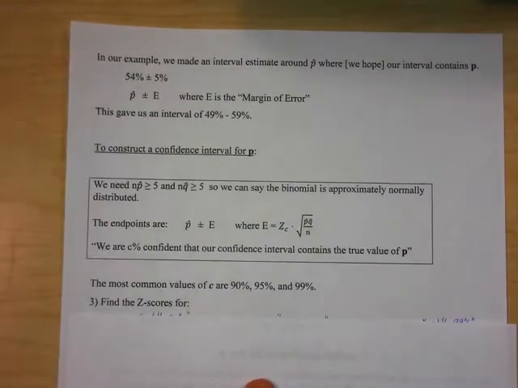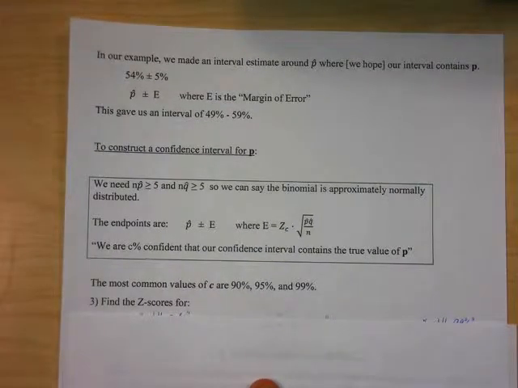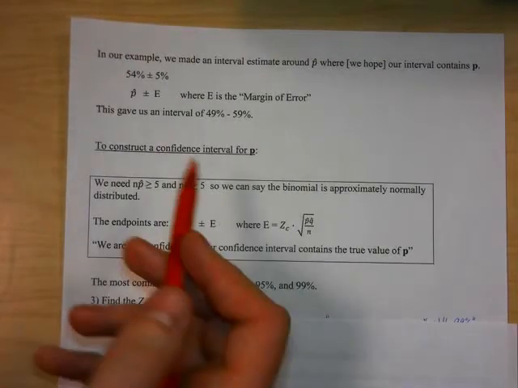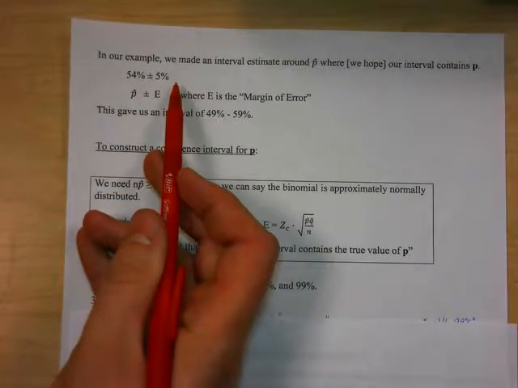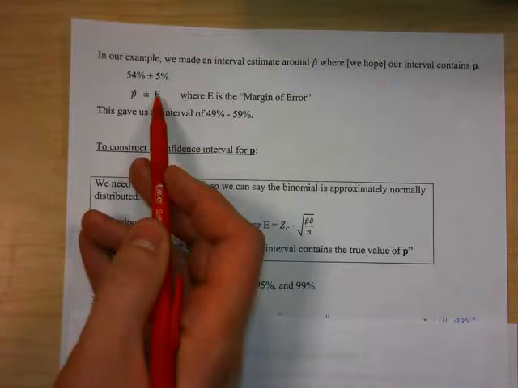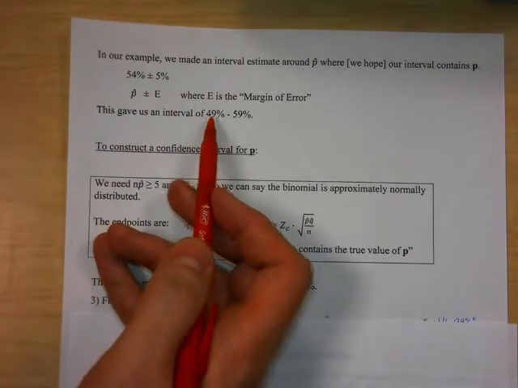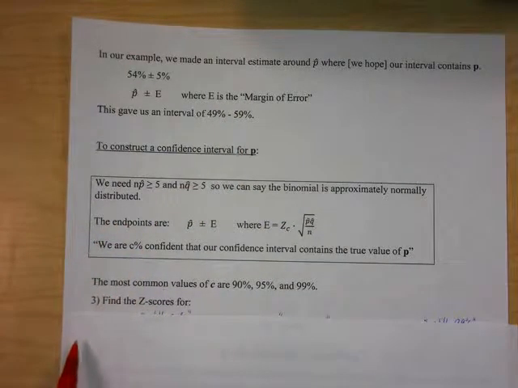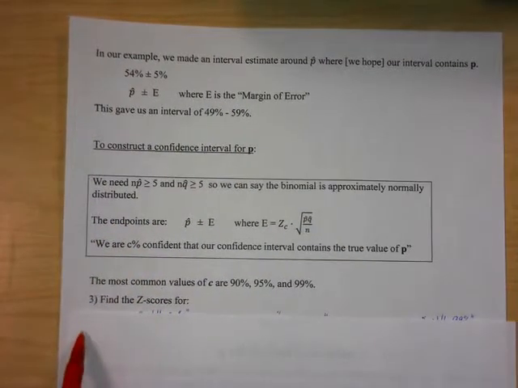In our example, we made an interval estimate around P hat where we hope our interval will contain P. So 54% plus or minus 5%, which was the estimate, plus or minus the margin of error. Okay, so E is the error. So that gave us the interval of 49 to 59%. Okay, so how do we actually construct a confidence interval?